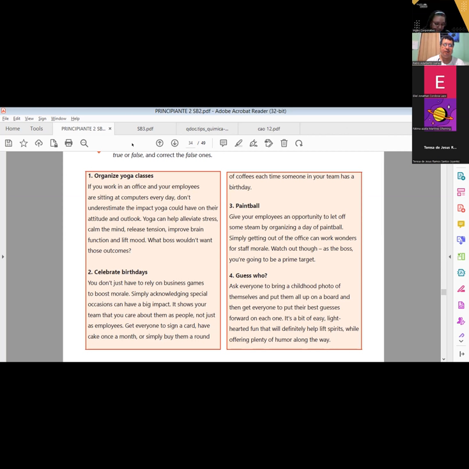They don't just have to rely on business games to boost morale. Simply acknowledging a special occasion can have a big impact. It shows your team that you care about them as people, not just as employees. Get everyone to sign the card. Have cake once a month, or simply buy the team a round of coffee. Think of someone in your team who has a birthday.